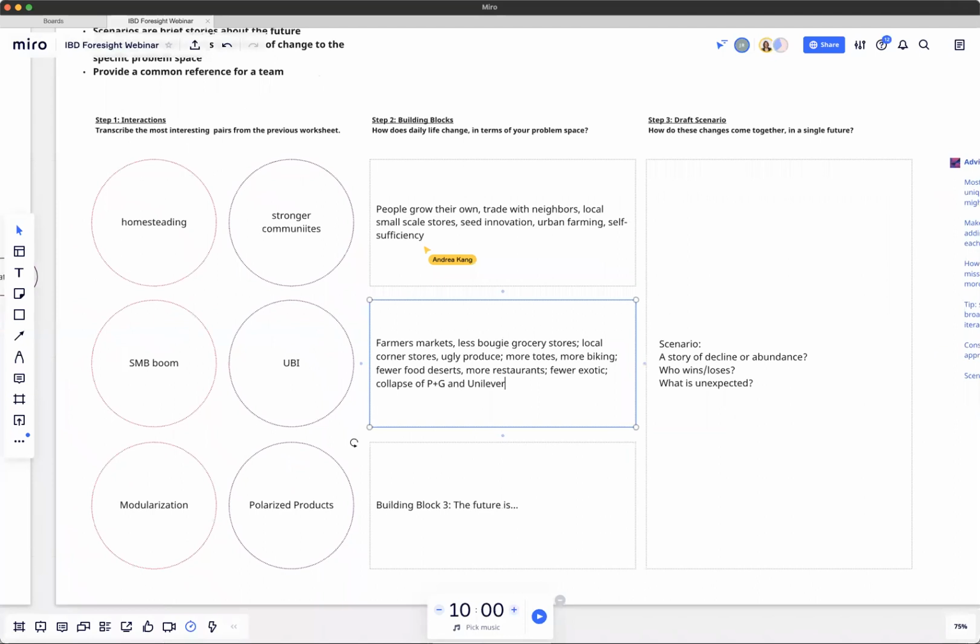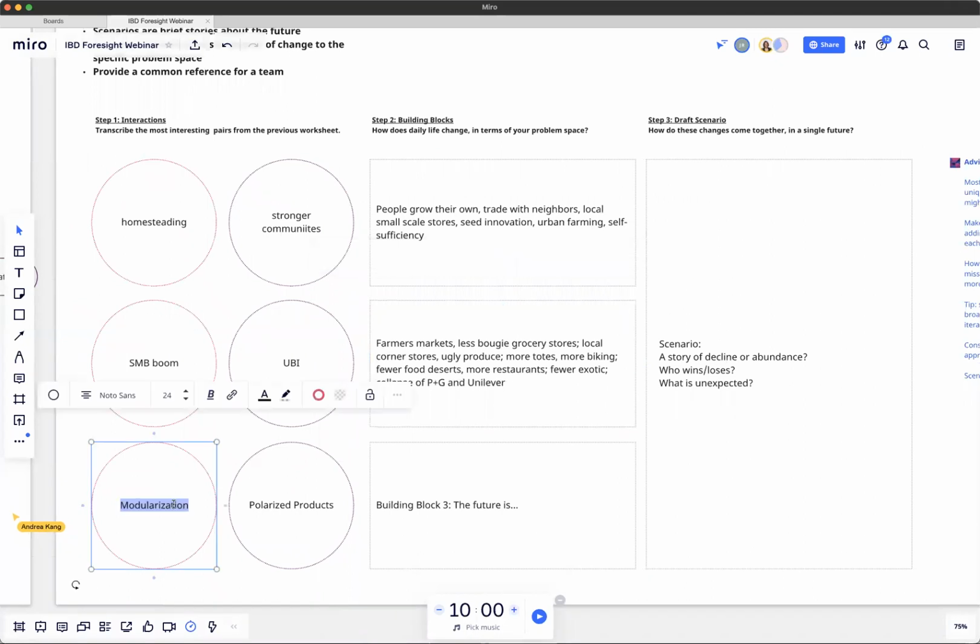Okay, let's do the last one. So, modularization and polarized products. This one's a little bit different. I think I'm going to call this customization more than modularization. Because I have the Miro board rights, I can just change a word regardless of whether it appeared on the other list. So I think that works better.